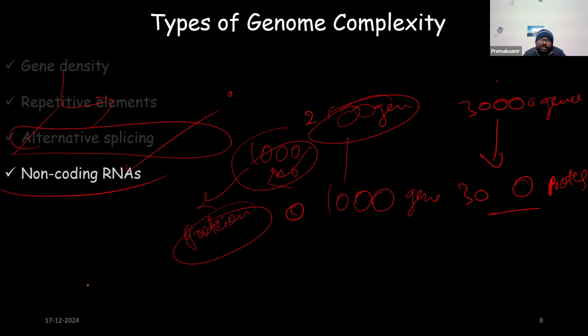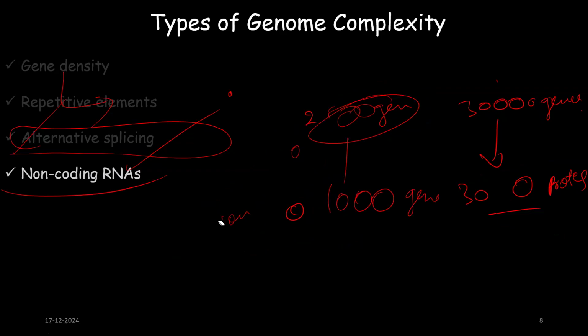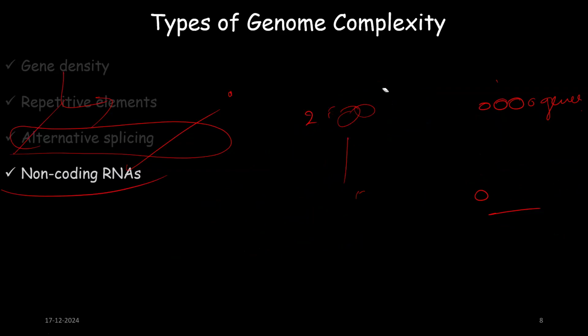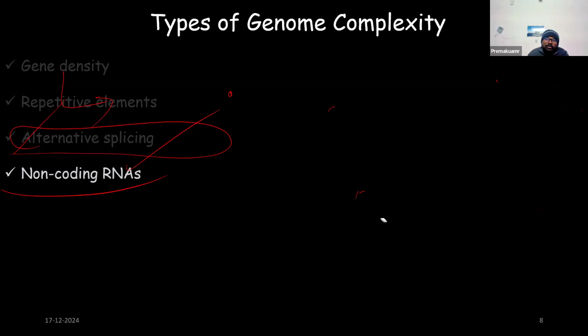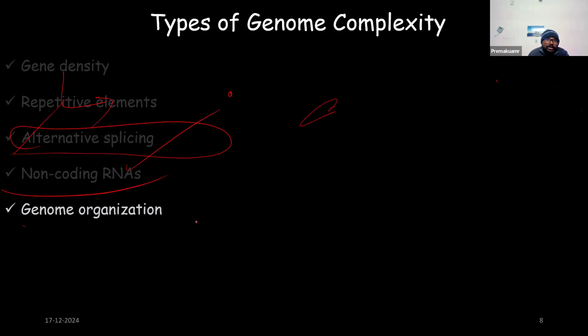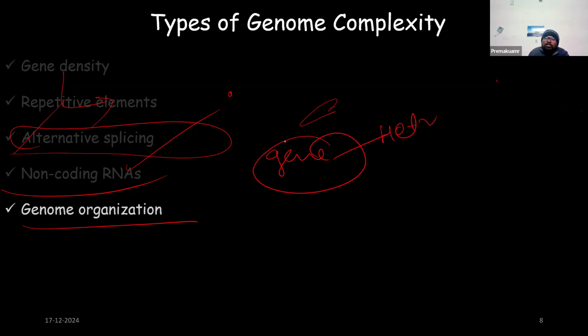This is also possible or not? Possible, sir. It is also possible because of non-coding RNAs. Then the genome organization. For example, if there are more number of genes near to the heterochromatic region or more methylation around this gene.